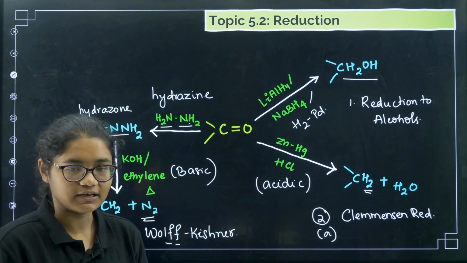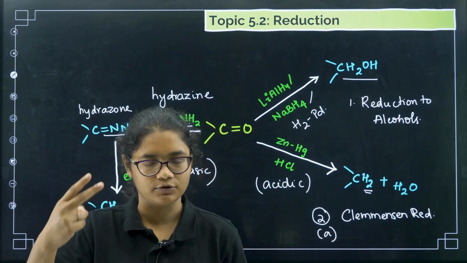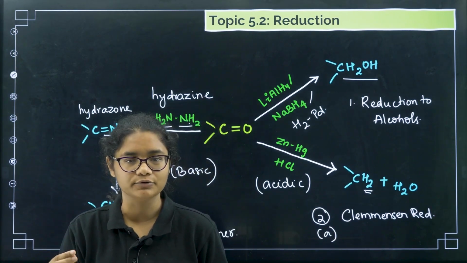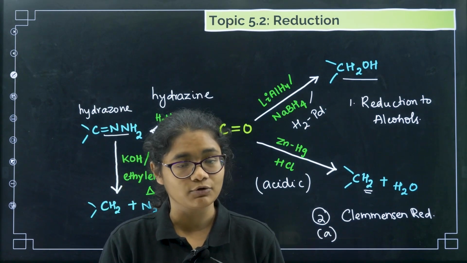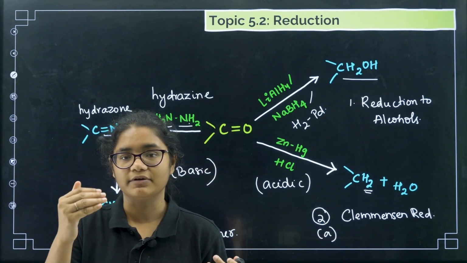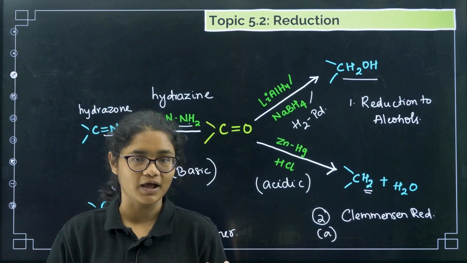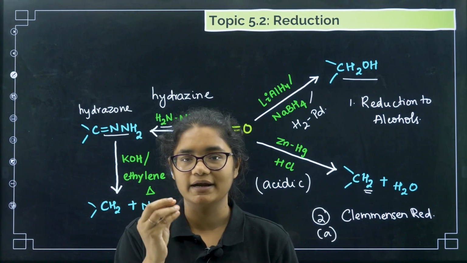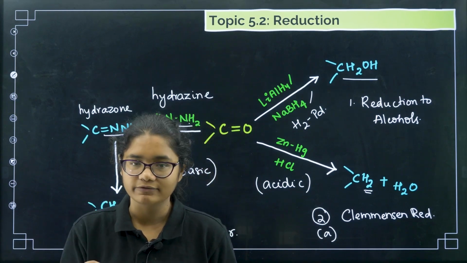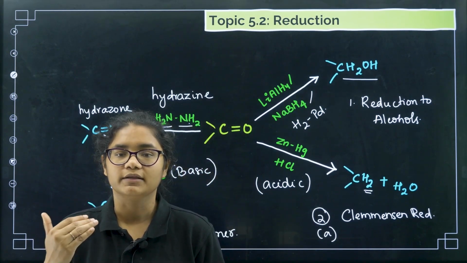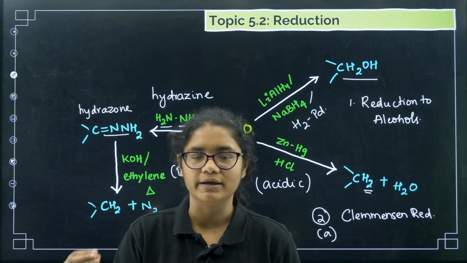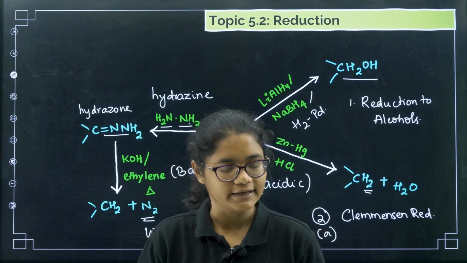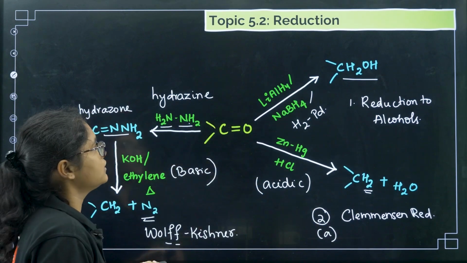So we have now seen the reduction reactions. Under reductions there are 2 types. One is reduction to alcohols, and for that the reagents we can use are NaBH4 and LiAlH4 or hydrogen with palladium. Next we have reduction to hydrocarbons, and for that again we have 2 reactions. One is the Clemmensen reduction, for which the reagent required is Zn-Hg/HCl, and for the Wolff-Kishner reduction the reagent required is NH2NH2 and KOH in the presence of ethylene glycol. This is in acidic medium, this is in basic medium. Clear?